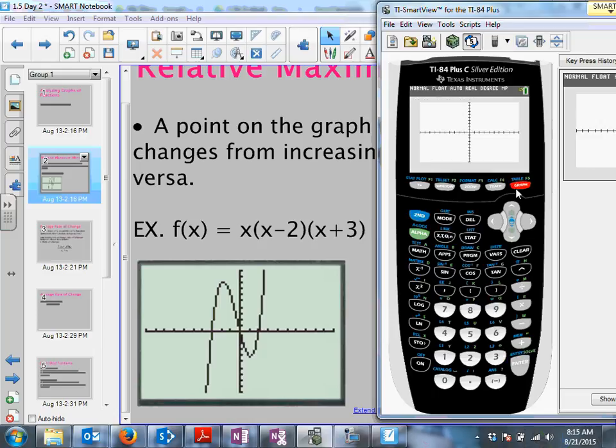Okay, first of all, let's look at this graph over here. How many times does our function change directions? Twice. It changes directions here and it changes directions here. So this is what we would call a relative maximum, and this is what we would call a relative minimum.